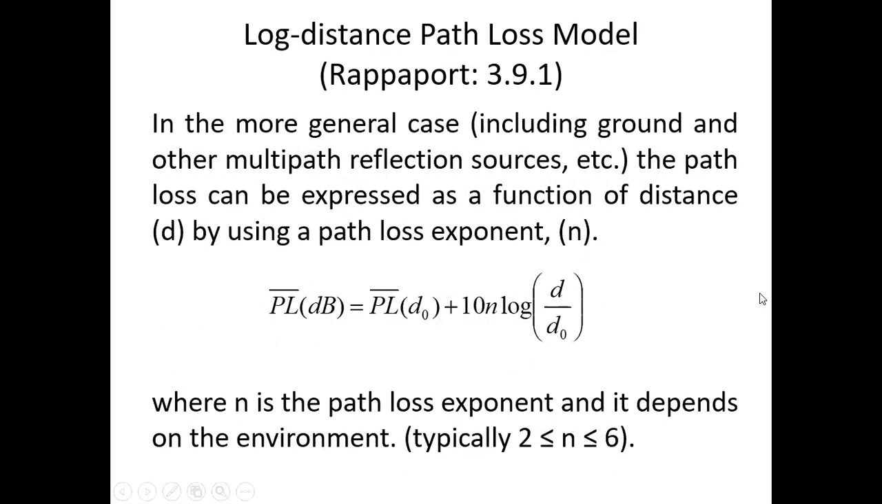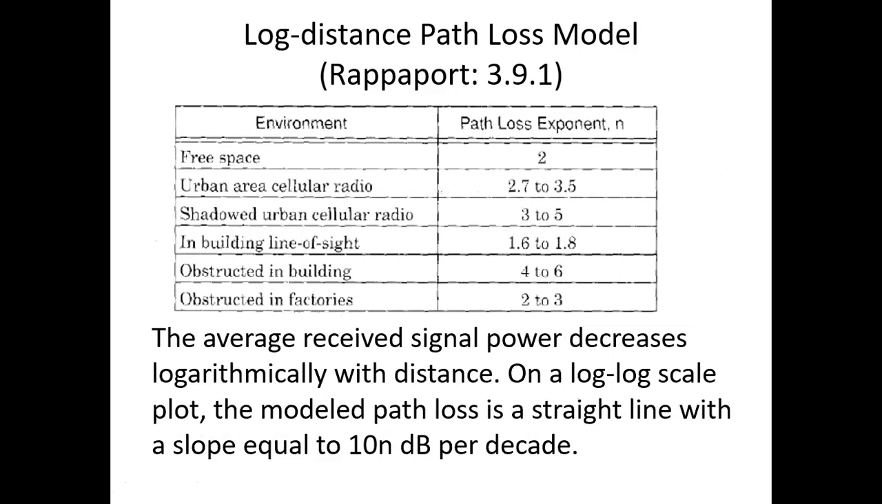Now, the value of n has a range of 2 to 6, and within this range, it can specify most of the environments. Like the values are shown for different environments here in this table.